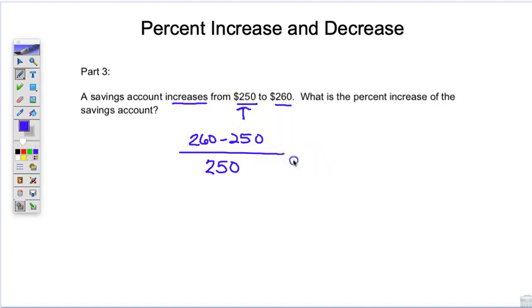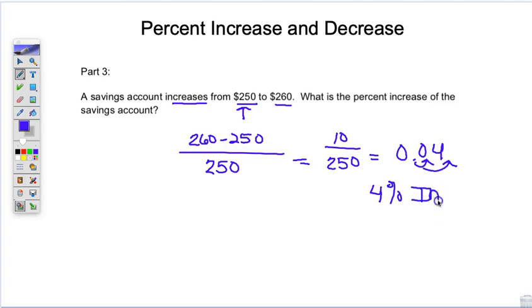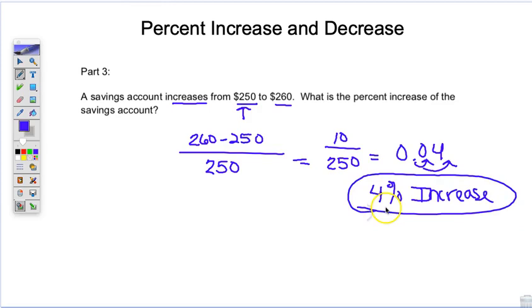That's the original amount. So in this example, this would be $10 divided by 250. You should get 0.04. Turning that into the equivalent percentage by moving it 2 places to the right, it would be a 4% increase. And there you have it, percent increase and decrease.